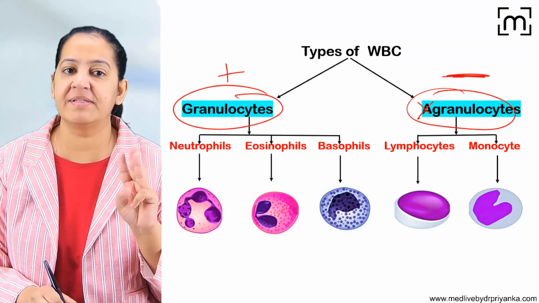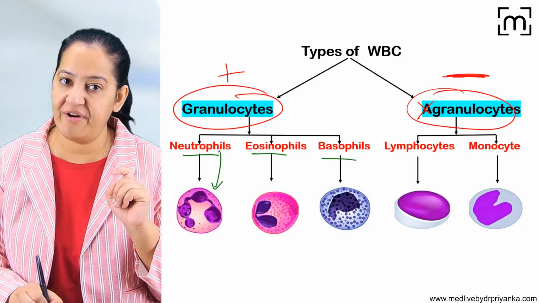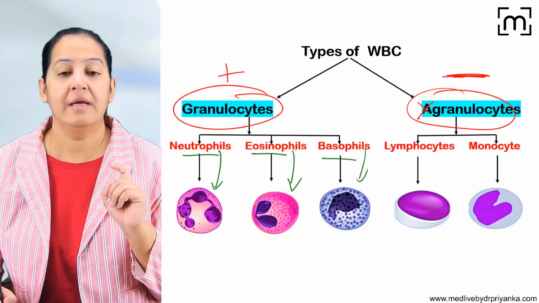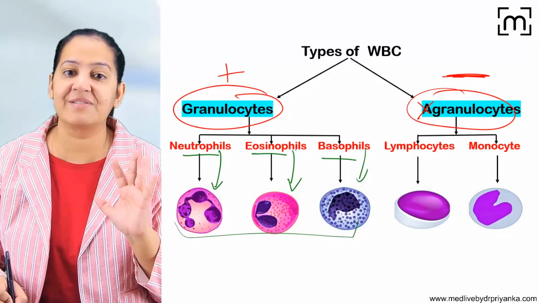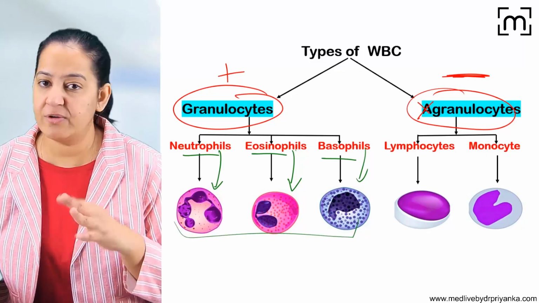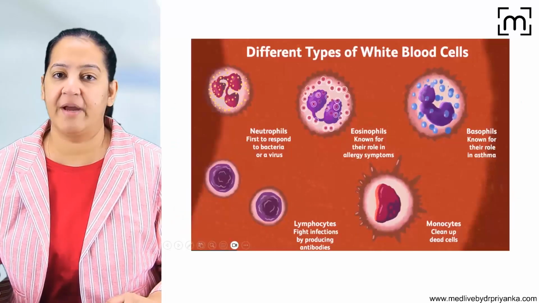The three types of granulocytes are neutrophil, eosinophil and basophil. Neutrophil has pink or violet granules, eosinophil has red granules and basophil has blue granules. They have the granules in the cytoplasm, but the color of granules is different. Agranulocytes don't have granules. You can see the lymphocyte and monocyte. So these are the 5 types of WBCs.